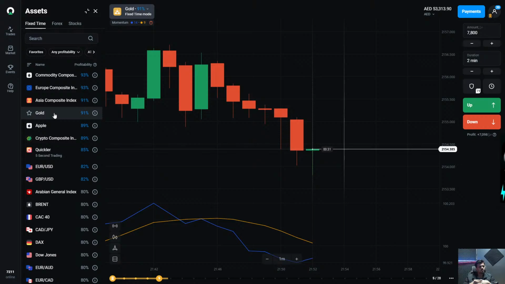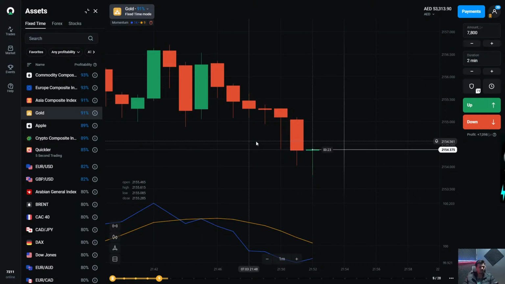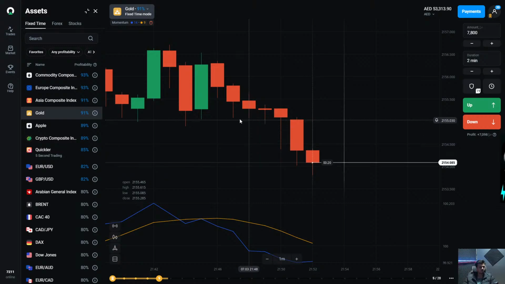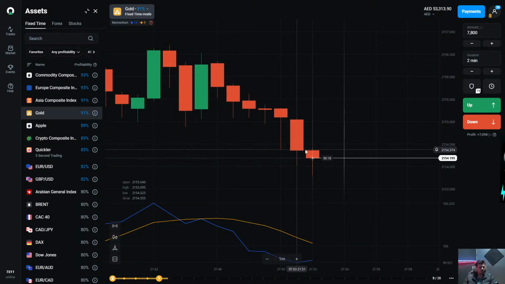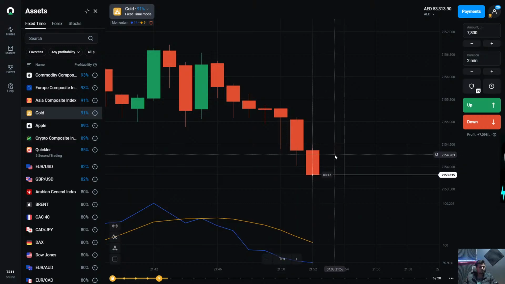Wow, gold is still moving in the downward, guys. Gold only can give the profitable investment. If you invest in the gold, it will give the profit because it's just moving downward, downward, downward. 1, 2, 3, 4, 5, 6, 7, 8 minutes, and this one is the 9th minute. It's just moving in the downward direction.